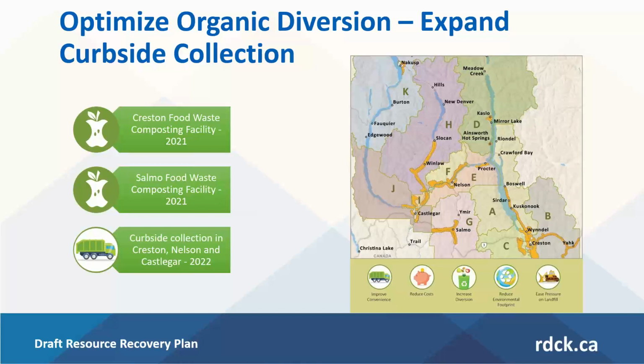As I said earlier, less than 50% of households have curbside collection, and curbside collection has the highest recovery rate. So to really optimize organics diversion, we are looking at expanding curbside collection to those households just outside of the municipal boundaries, in that kind of rural-urban interface where it would make sense to collect due to distances to transfer facilities or composting facilities or due to density. And this expanded curbside collection program would improve convenience for residents, reduce costs, increase diversion, reduce environmental footprint, and ease pressure on the landfill.